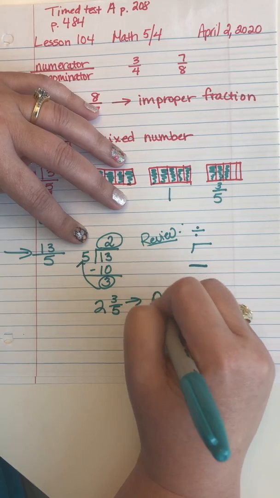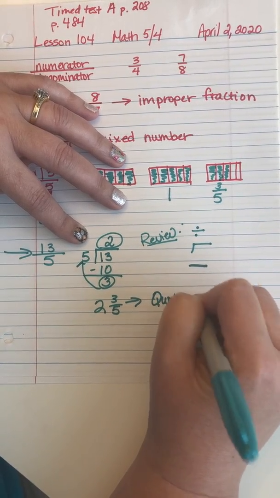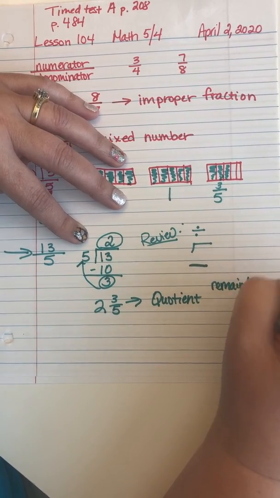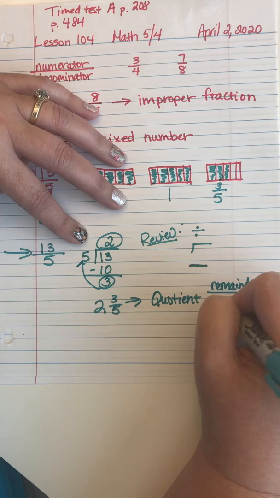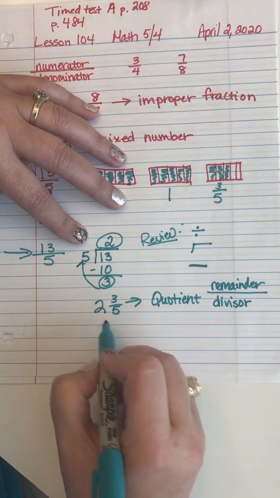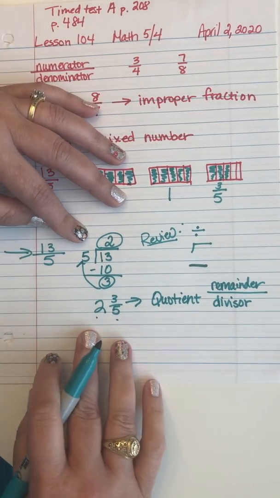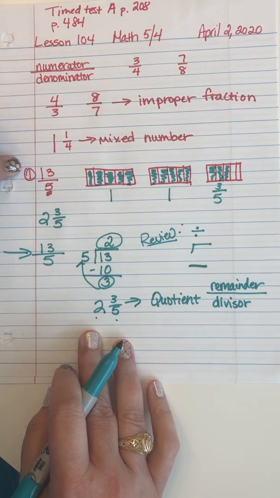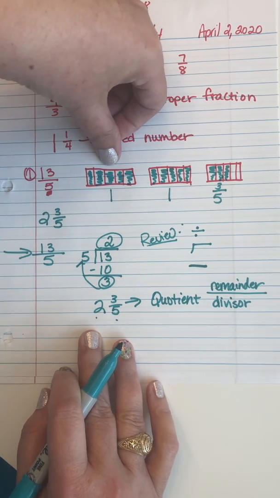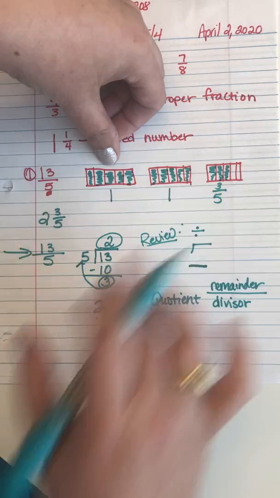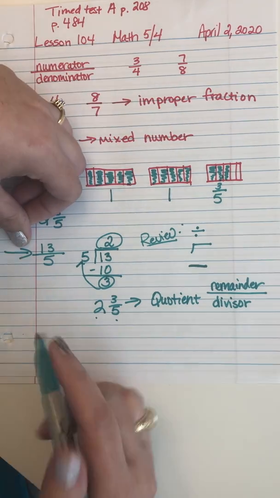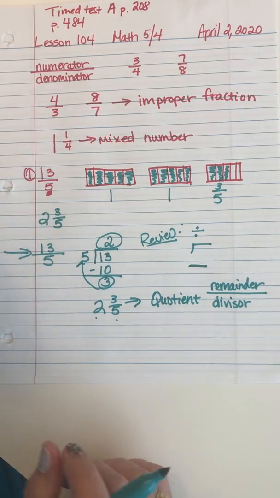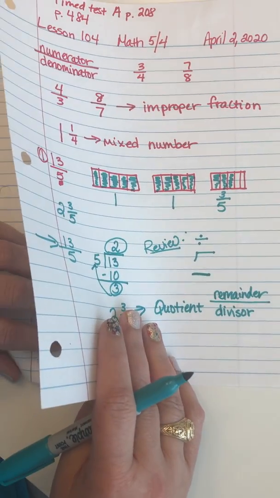I'll write that out to the side. Our quotient was our whole number, and then we put the remainder over the divisor: 2 3/5. So you can use a picture to show how it turns into 2 3/5, and you can use division to work it out if you don't want to draw the picture. Okay, so let's go to another one.